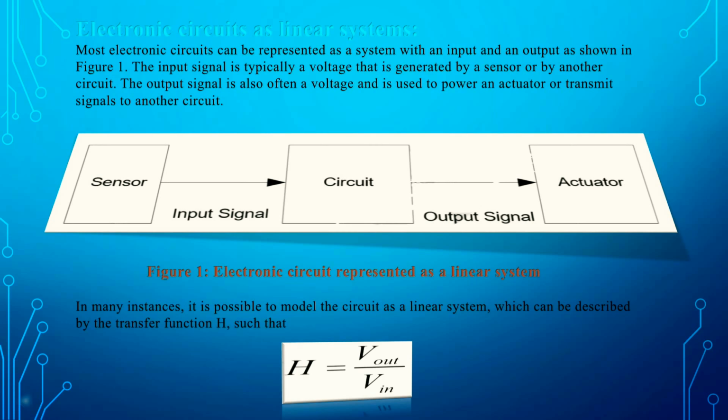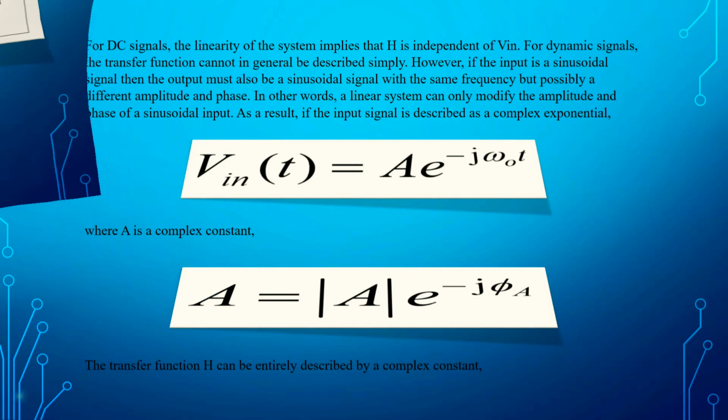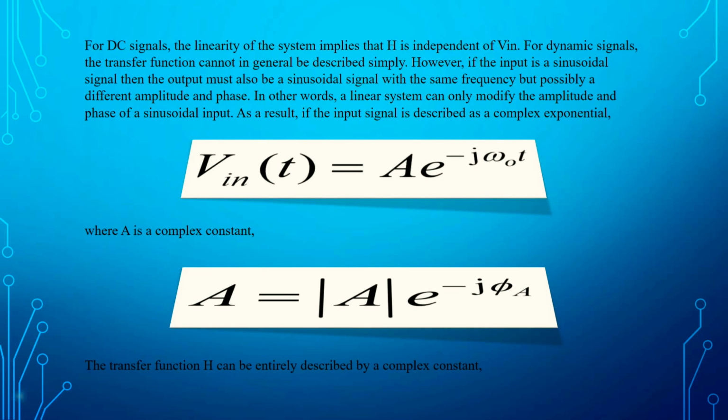In many instances, it is possible to model the circuit as a linear system, which can be described by the transfer function h, such that h is equal to V out by V in. For DC signals, the linearity of the system implies that h is independent of V in. For dynamic signals, the transfer function cannot in general be described simply.